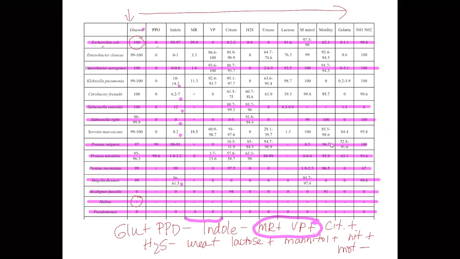Okay, lactose is positive. So this one is low, so it's probably not positive. So I'm going to get rid of that one. And so I have this, this, and this. Okay, so mannitol is also positive. So these all are okay. These numbers are low, but let's just kind of hang on to it.